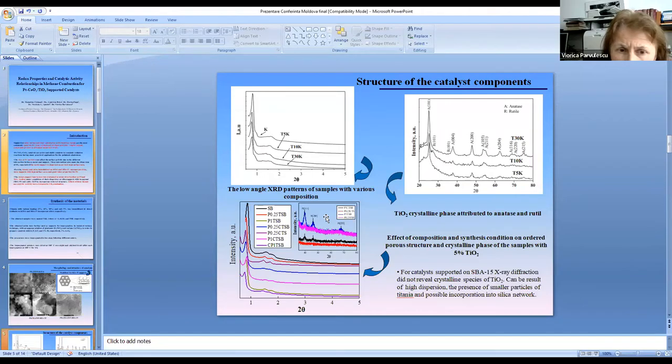We prepared materials with different percent of platinum, 0.25, 0.50, 1%, and a given concentration of ceria. In case of platinum, we can see a decrease of peak intensity after ceria immobilization. For catalysts supported on SBA15, X-ray diffraction did not reveal crystalline species. For titania, this can be the result of high dispersion, the presence of smaller particles of titania, and possible incorporation into the silica network.